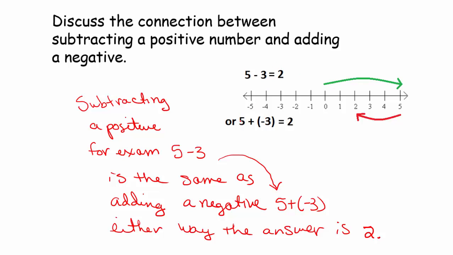5 plus a negative 3. Signs are different. Find the difference. Keep what you have more of. So either way, 5 minus 3 or 5 plus a negative 3, the answer is 2. Subtracting a positive, let's just say for example, subtracting a positive is exactly the same as adding a negative.